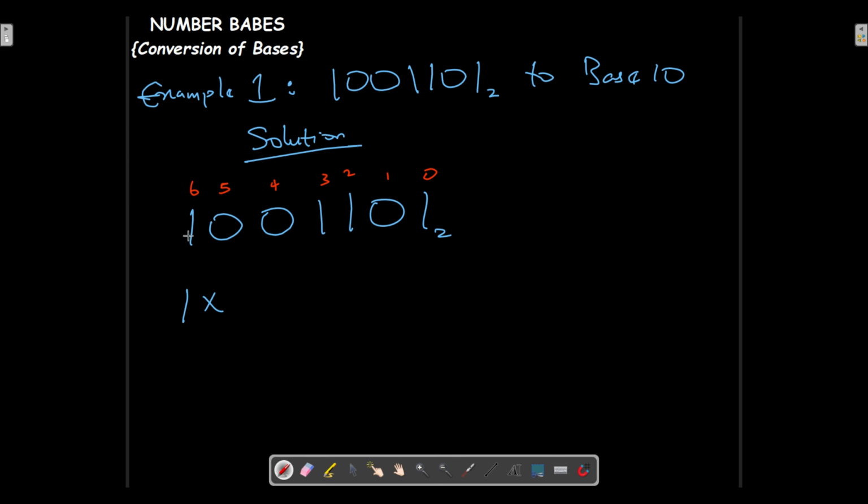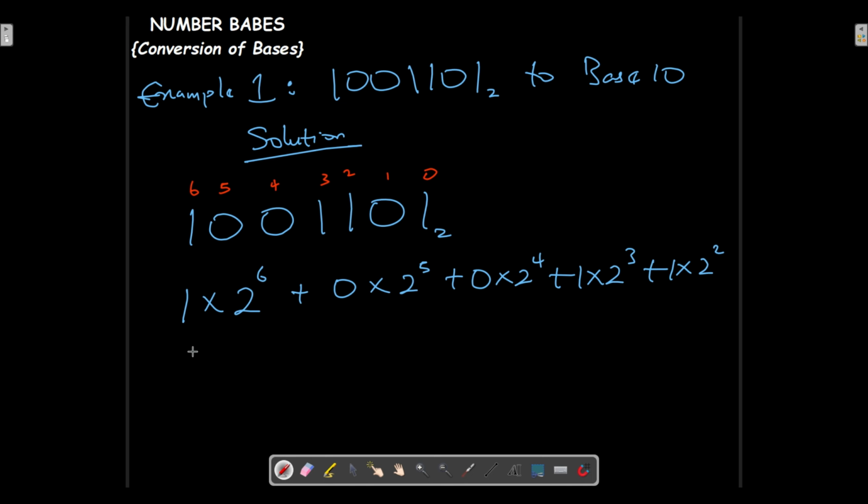So that we have 1 multiplied by 2, the base, raised to power 6, plus 0 multiplied by 2 raised to power 5, plus 0 multiplied by 2 raised to power 4, plus 1 multiplied by 2 raised to power 3, plus 1 multiplied by 2 raised to power 2, plus 0 multiplied by 2 raised to power 1, plus 1 multiplied by 2 raised to power 0. How do we do this? Now we just solve this.